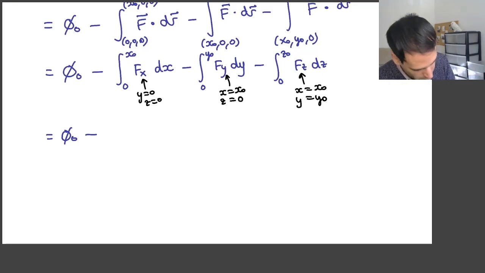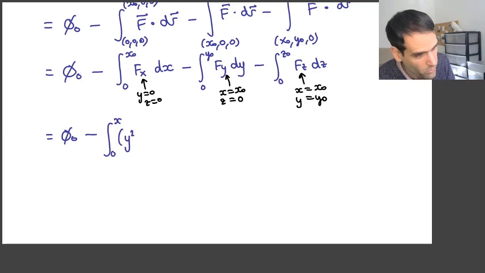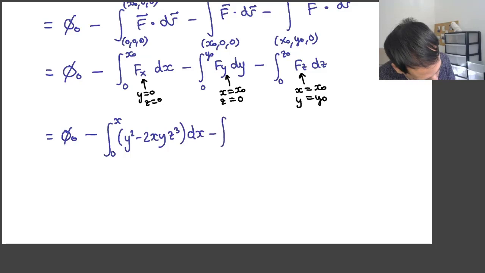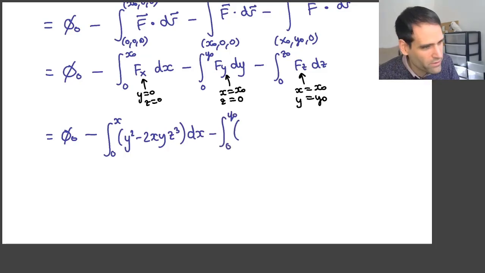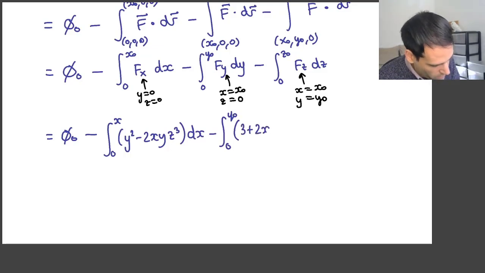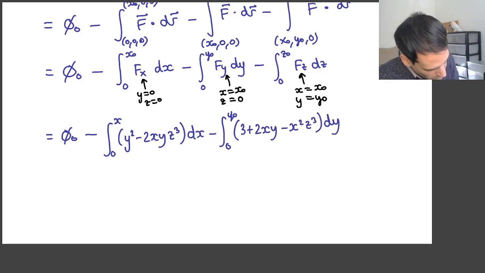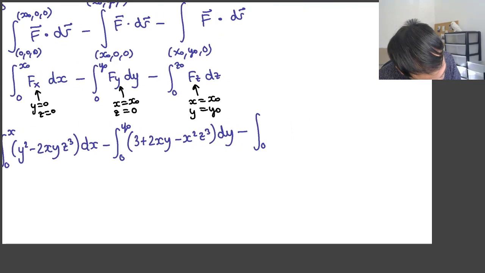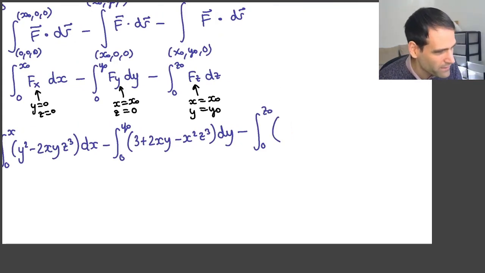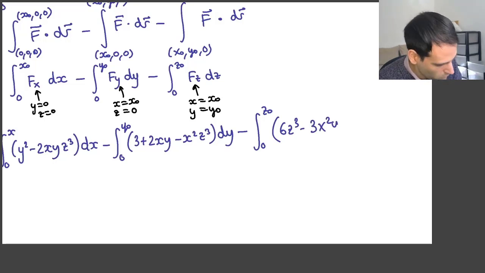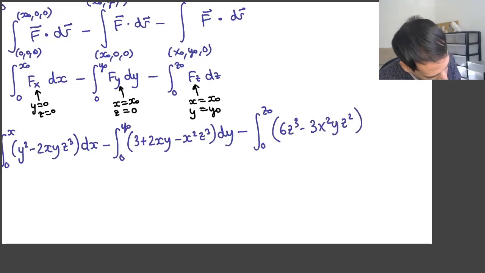So let me first copy the entire function. f_x is y squared minus 2xy z cubed dx, minus the integral from 0 to y0 of f_y, which I can copy entirely, and it's equal to 3 plus 2xy minus x squared z cubed dy, and now minus the integral from 0 to z0 of f_z, which I can copy entirely, it's equal to 6z cubed minus 3x squared y z squared dz.